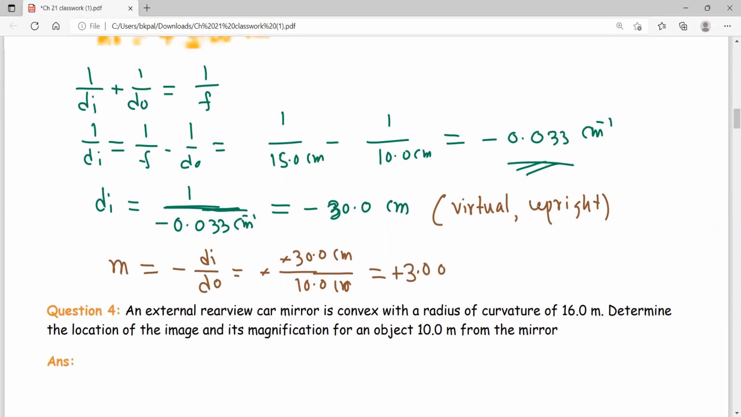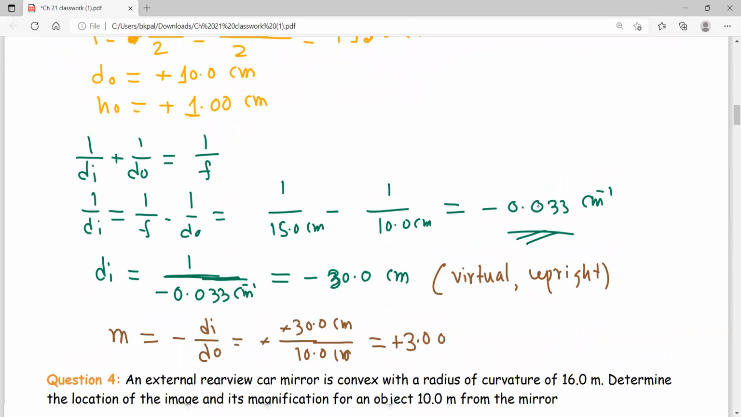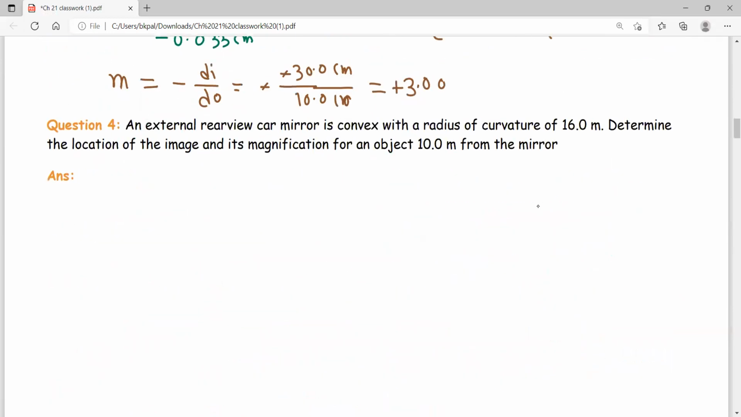All right, so the last two problems we did for the concave mirror, and the next one is the convex. Remember that for a convex mirror the focal length is negative. And again we are given the radius of curvature.